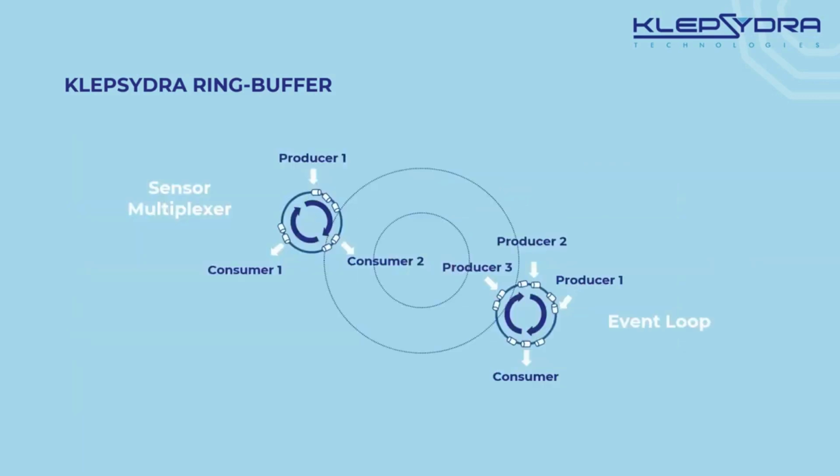Our own ring buffer is wrapped in what we call the Klepsydra SDK. It is just another library that's installed in the operating system that receives data from multiple sources. It is essentially a memory sharing system.